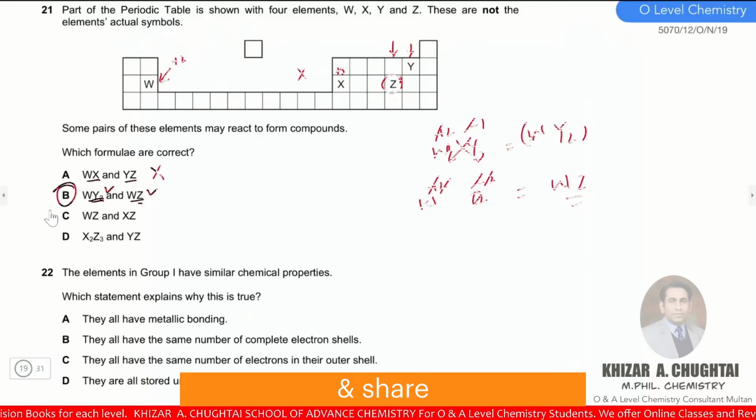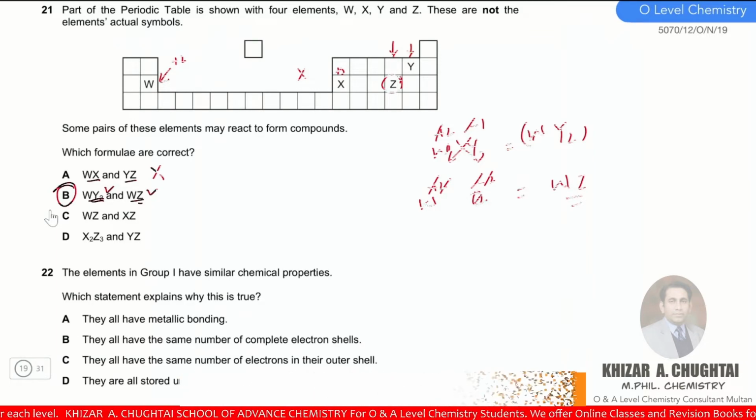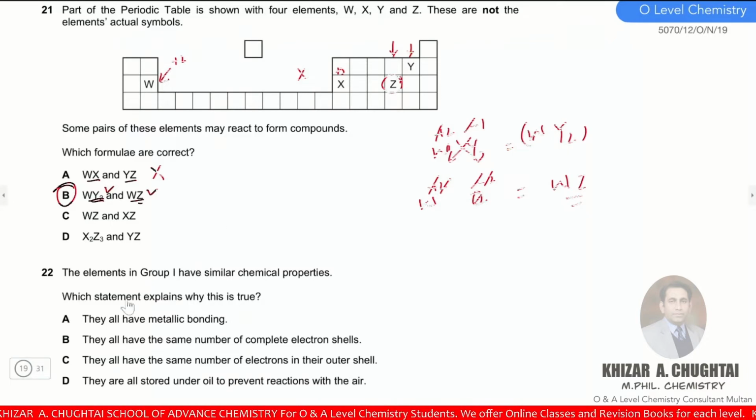The elements in group 2, and in group 1, have similar chemical properties. Which statement explains this? They all have metallic bonding. No, this is not the reason. The chemical properties depend upon the outer shell electrons, the number of last shell electrons. They all have the same number of complete electron shells. No, once again not. They all have the same number of electrons in their outermost shell. Yes, this is the basic and accurate reason. So C is the correct option.